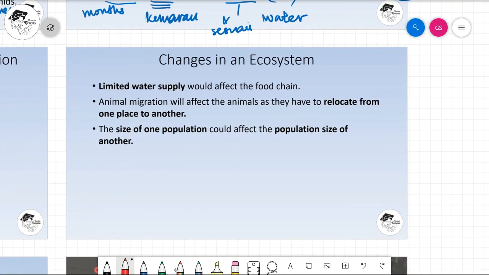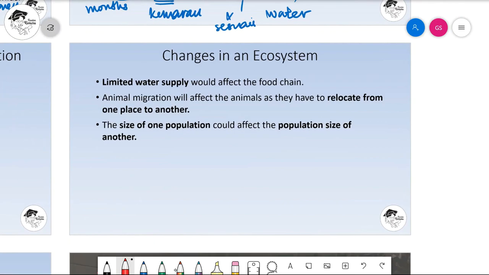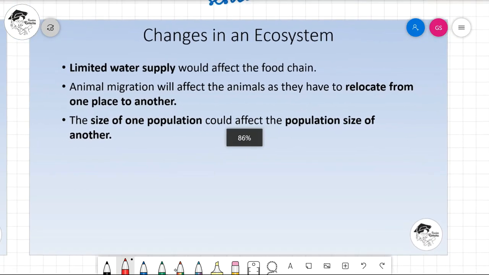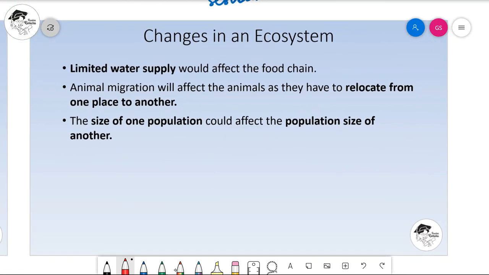Now, let's look at the changes in the ecosystem. This ecosystem, we know that it must be balanced at all times. Balanced in terms of all the components, living things and non-living things. We want this ecosystem to be balanced. Sometimes it will change. We call it disruption. Disruption that will affect the balance of the ecosystem, or affect the normal condition, keadaan biasa of the ecosystem. Number one, limited water supply.